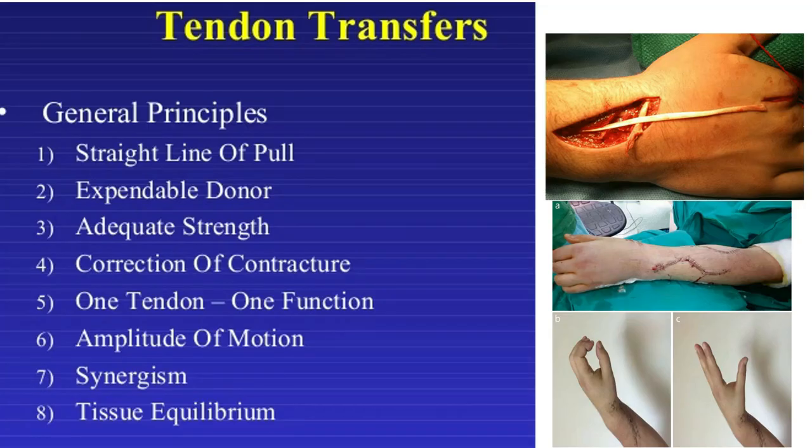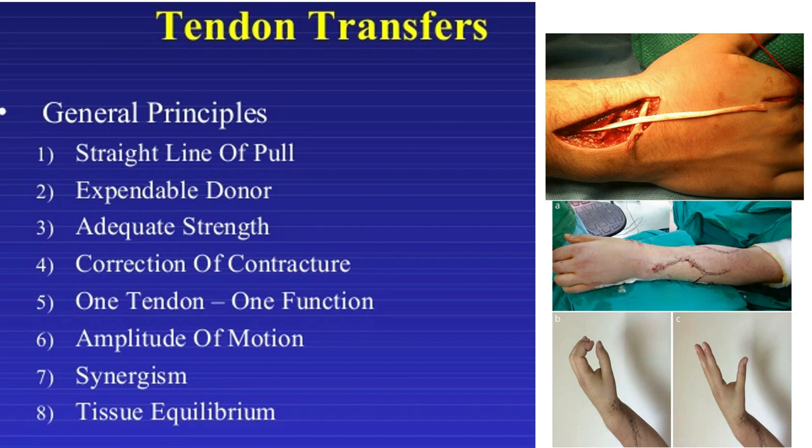Now some words regarding tendon transfer. There are principles for tendon transfer: straight line of pull, expendable donor, adequate strength, correction of contracture, one tendon one function, amplitude of motion, synergism, and tissue equilibrium. Now I will clear them one by one. Straight line of pull: if we don't put the transferred tendon in a straight line, the function will not be adequate or appreciable after the operation.